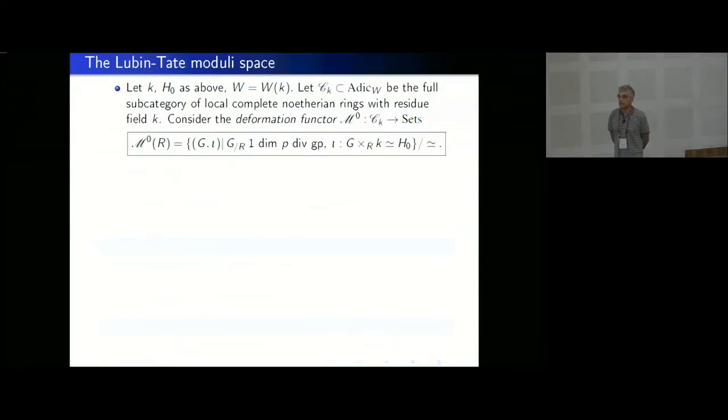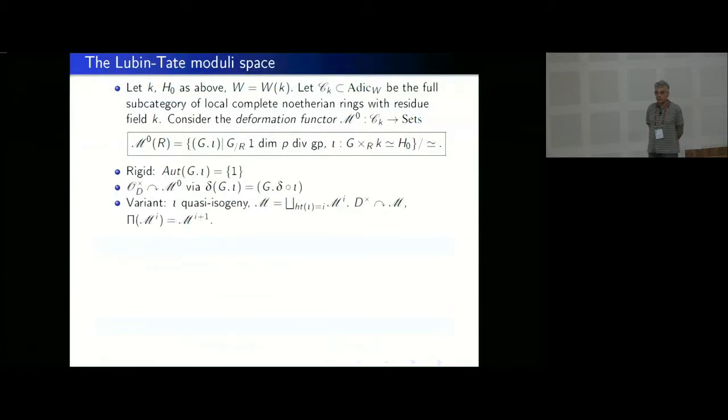And for any such R in CK, for any local, complete, Noetherian ring, I want to consider all the pairs (G, iota), where G is a one-dimensional p-divisible group over R that reduces to H0 modulo the maximal ideal, but I want to consider it together with a specific isomorphism iota of the reduction with H0. Okay, that's the correct thing to do. So this is a functor from the category CK to sets, right? Any map from R to R prime induces, by base change, a map from the (G, iota) over R to the (G, iota) over R prime.